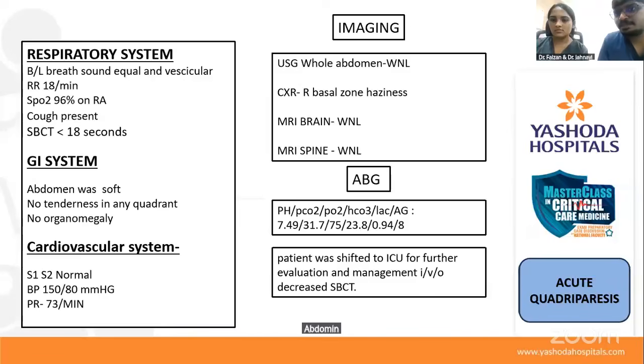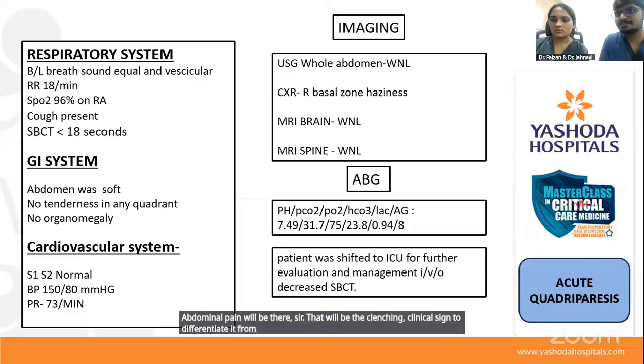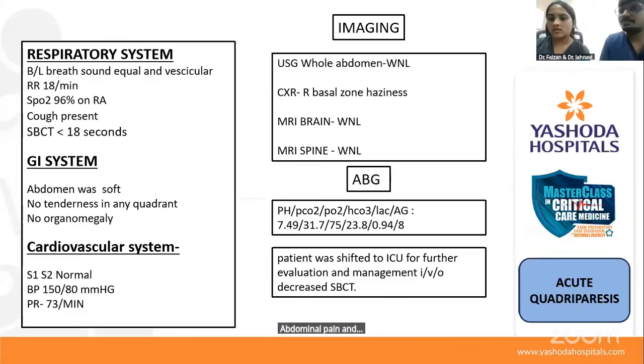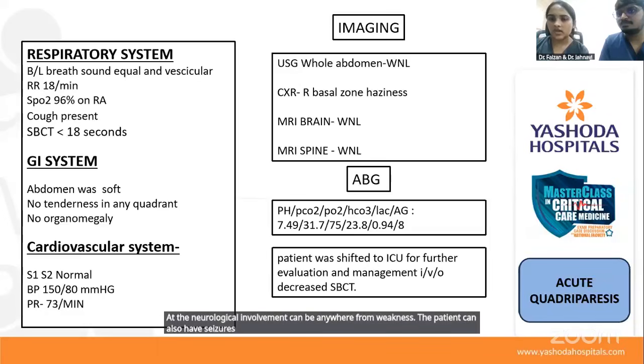Abdominal pain will be there, sir. That will be the clinching clinical sign to differentiate it from other flaccid paralysis. Abdominal pain, and the neurological involvement can be anywhere from weakness. The patient can also have seizures, progressing to refractory seizures. Coma can also be seen in acute intermittent porphyrias.